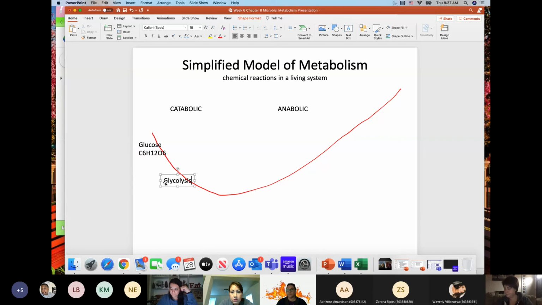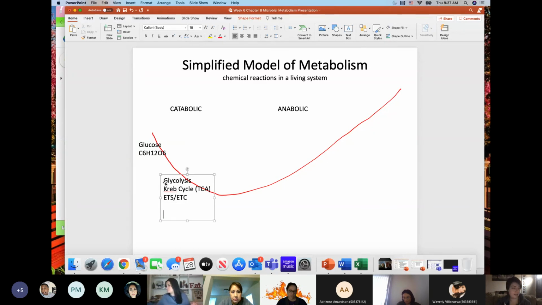Glycolysis. Nice. Picmonics, Krebs cycle. But you guys will also see it as the TCA, citric acid cycle. Electron transport system or electron transport chain really depends on the one, so the big 3. And then, of course, if oxygen is not present, you'll also see fermentation here.